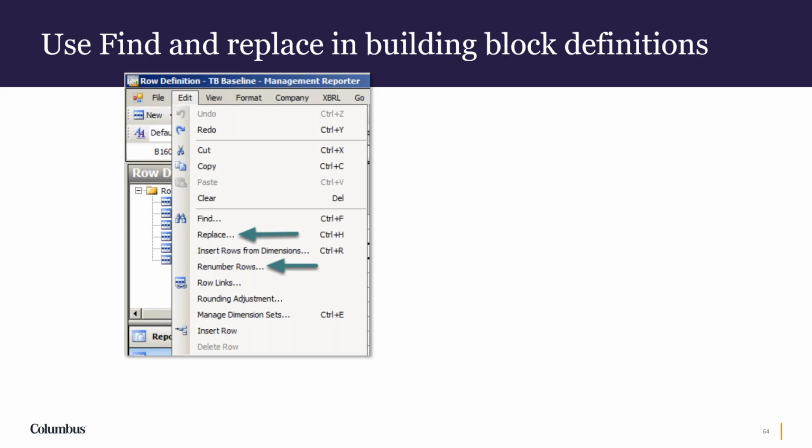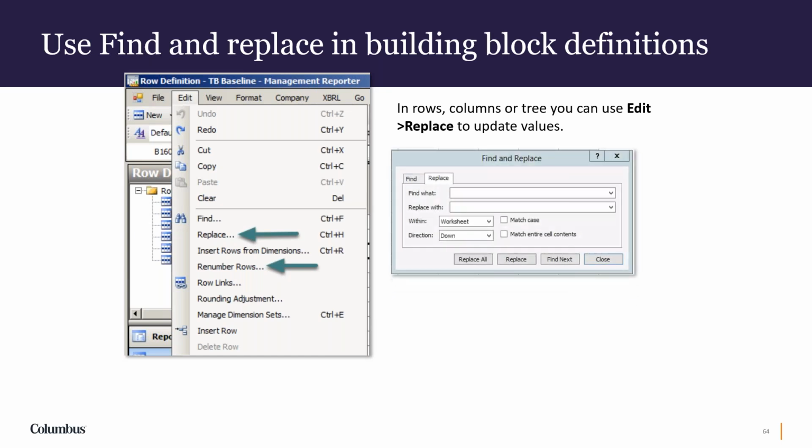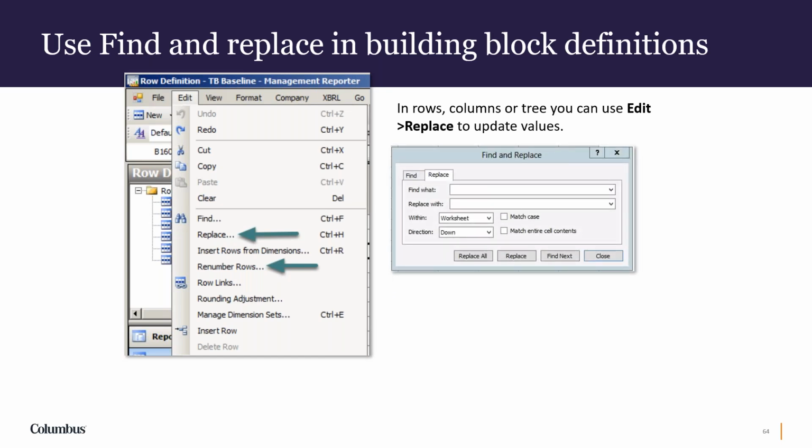On your edit menu, you have a find and replace option. So that can be really handy. I use find and replace all the time. Say you're in a row definition and you're looking to see if you used an account in the row. You could do a find and type in the account number and it will take you to wherever the account might be in your row definition. Maybe you need to do find and replace. It works exactly the same way that it would in Word or Excel. But a lot of times people don't even realize that you can actually do find and replace in Management Reporter.